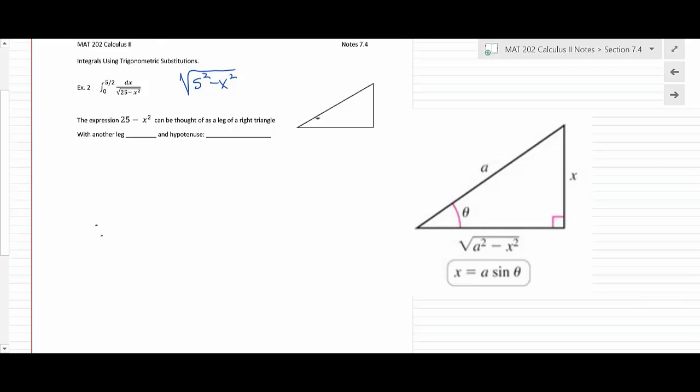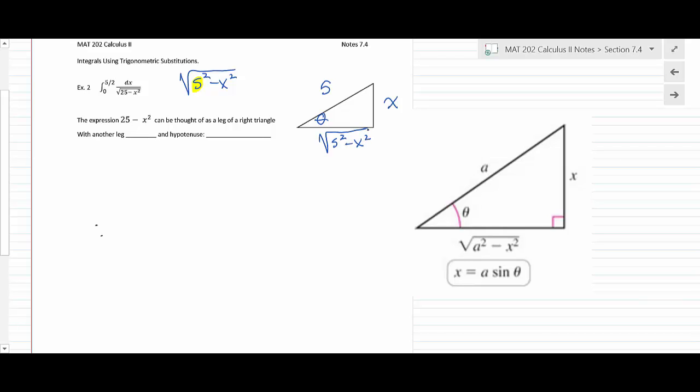Okay, and then when we do this, we're going to put the theta there, and we're just going to follow this diagram. So what we're going to do is put the x there, and then we're going to put the a here. Now a is 5. That's what's being squared, so that's going to go there. And then this is going to be 5 squared minus x squared, like that.